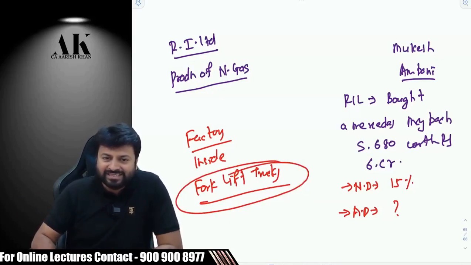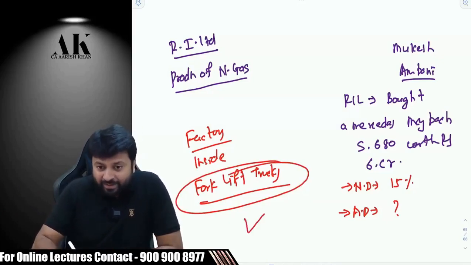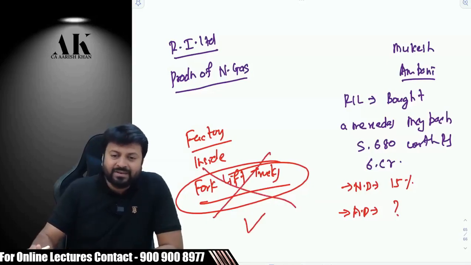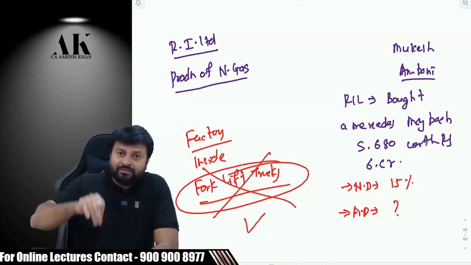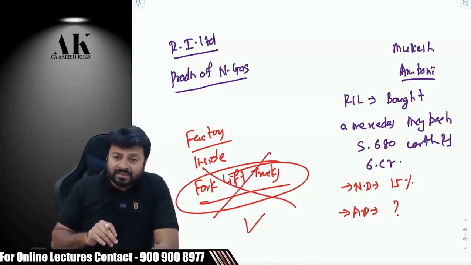Yes? Yes, it will be. It's because what is excluded from additional depreciation is a road transport vehicle. Is a forklift truck a road transport vehicle? Is it running on a road?